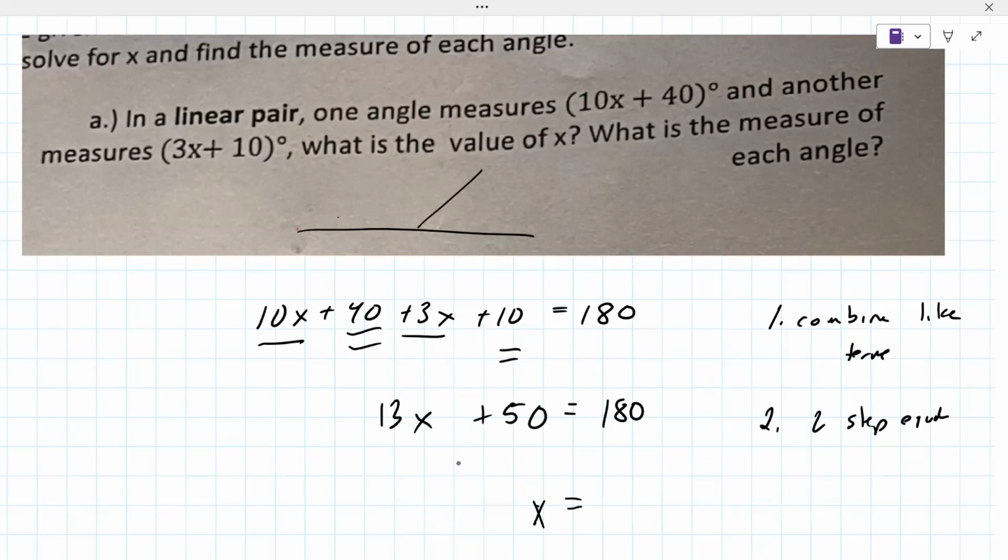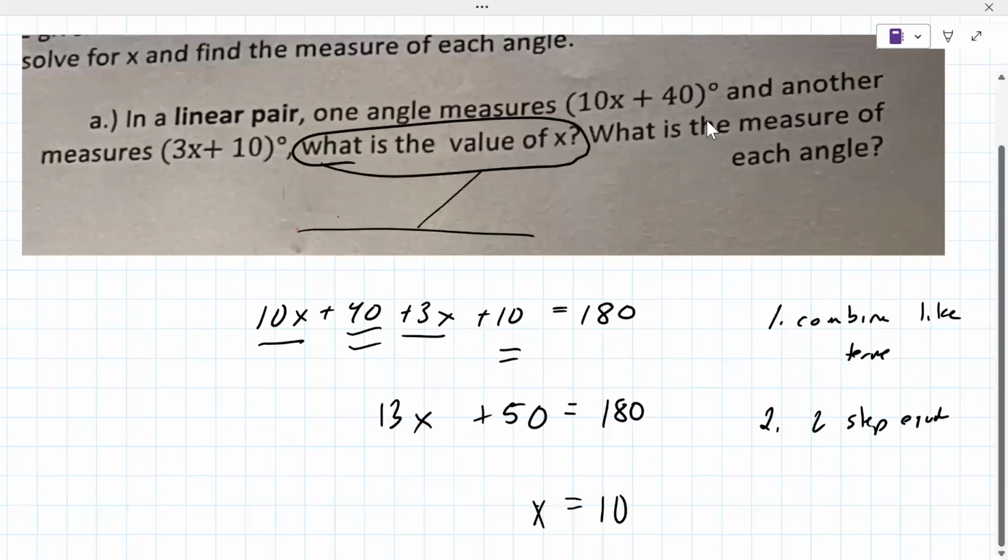X equals 10. That's right. And that is the first question it asks for. It says, what is the value of x? We've got that. What's the next question that it asks for? Then it's the measure of each angle. So this is where you have to take this x and replace it where? Which equation or equations?